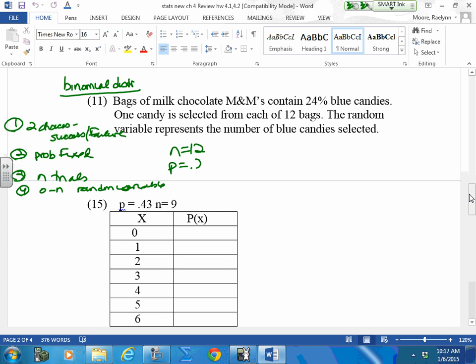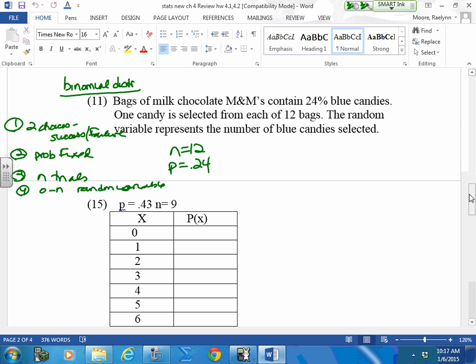24. Is that going to change? You're only picking one candy from each bag, so it's not going to change. I'm going to do this for 12 bags. This one they worded a little bit differently. I'm not going back into the same bag ever. I'm using 12 different bags. I'm not repeating this experiment from the same bag.